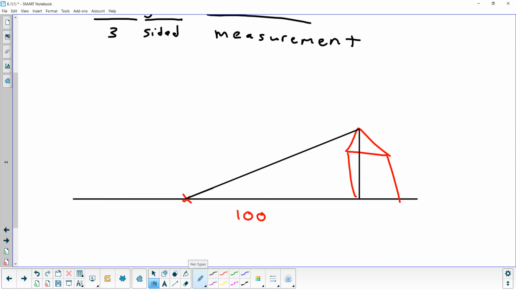Let's see if I can draw it like that. Now, this type of triangle isn't as bad to solve as some of the other ones we work with because it has a right angle in it. And as long as you know a side and you know an angle in a right triangle, you can figure out anything else you want to know. In this case, the height of the triangle.